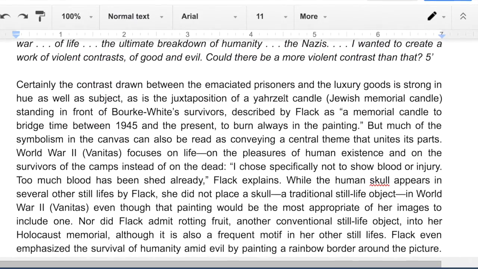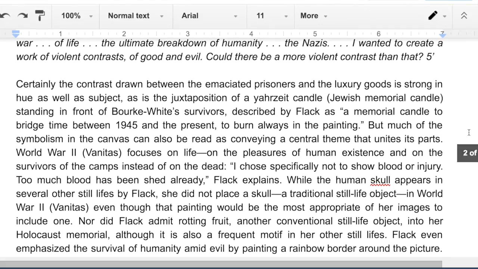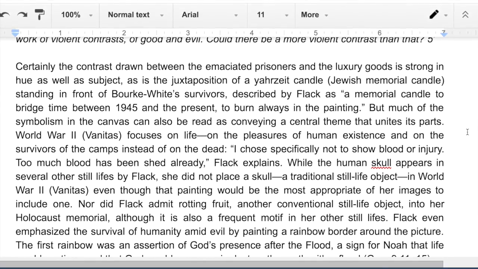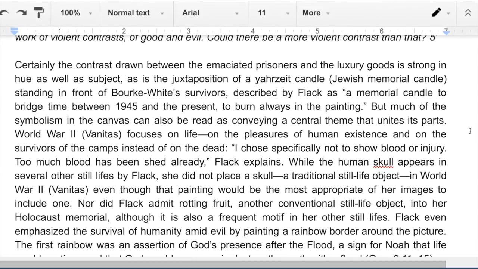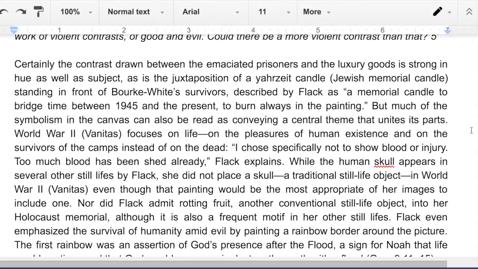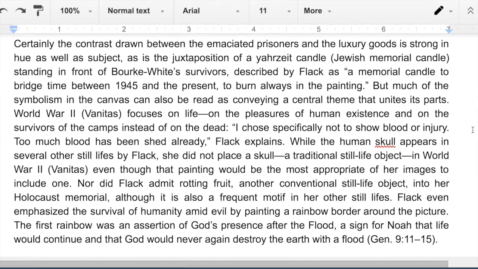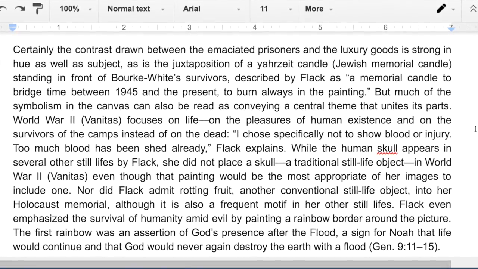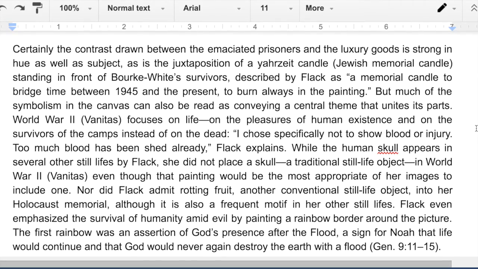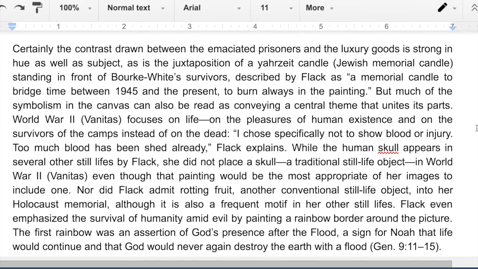We have a whole range of information here that you can make reference to yourself. And I've already said that the first rainbow was an assertion of God's presence after the flood. It's full of specific Jewish references, as well as making references to these differences between good and evil.